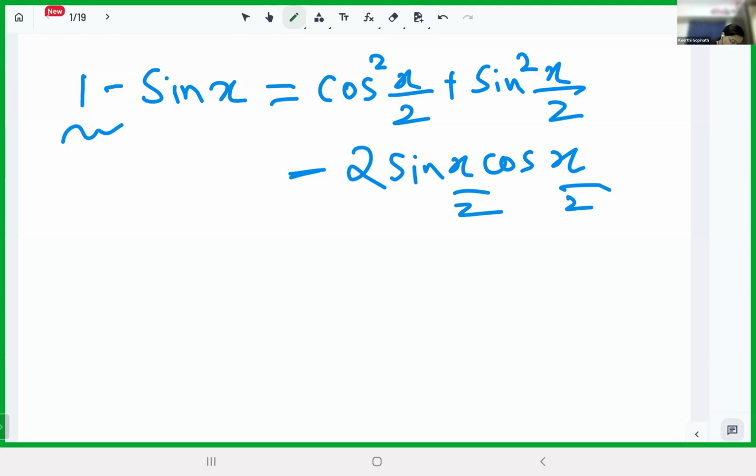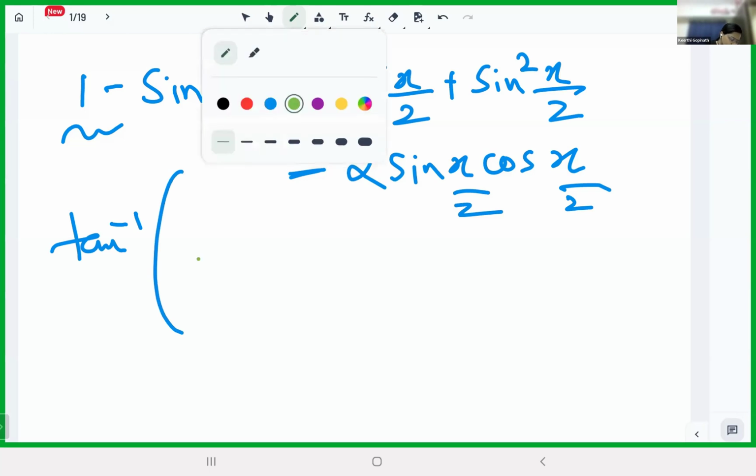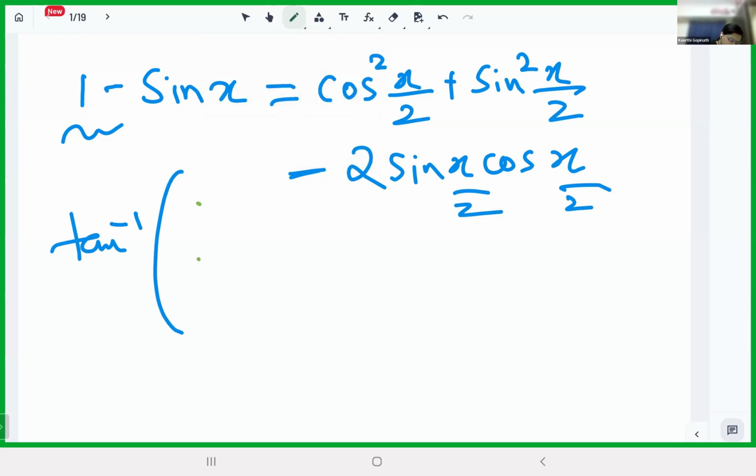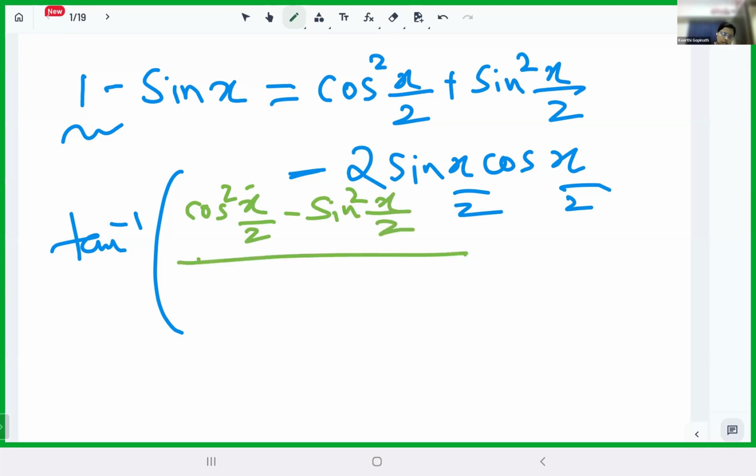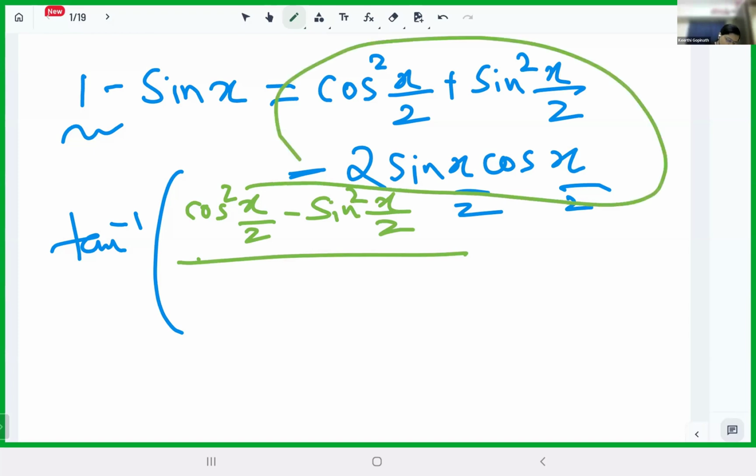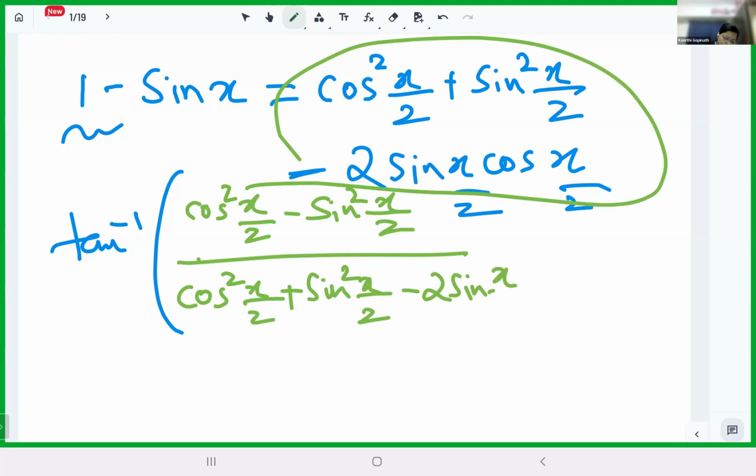Okay. Now coming back to the question, tan inverse of the numerator we have already rewritten in terms of cos square x by 2 and sin square x by 2, right? Cos square x by 2 minus sin square x by 2 whole divided by, now 1 minus sin x can be written like this, isn't it? So cos square x by 2 plus sin square x by 2 minus 2 sin x by 2 cos x by 2.